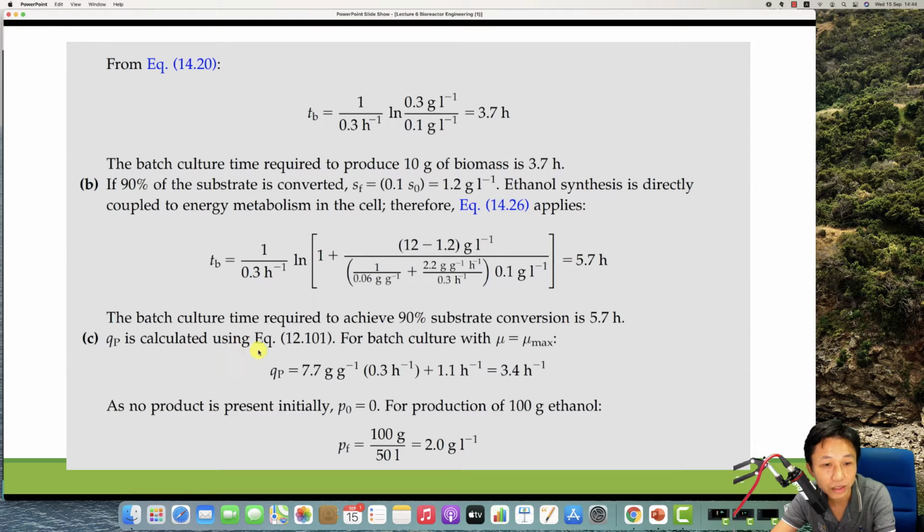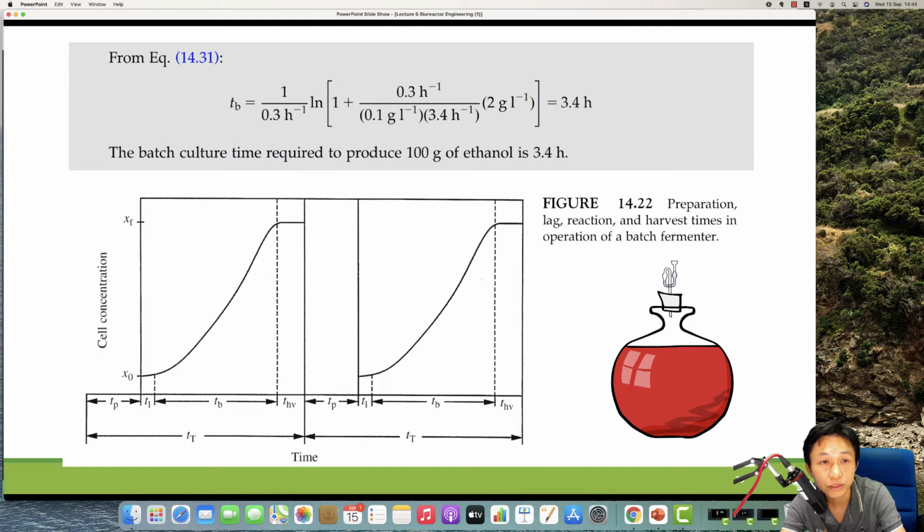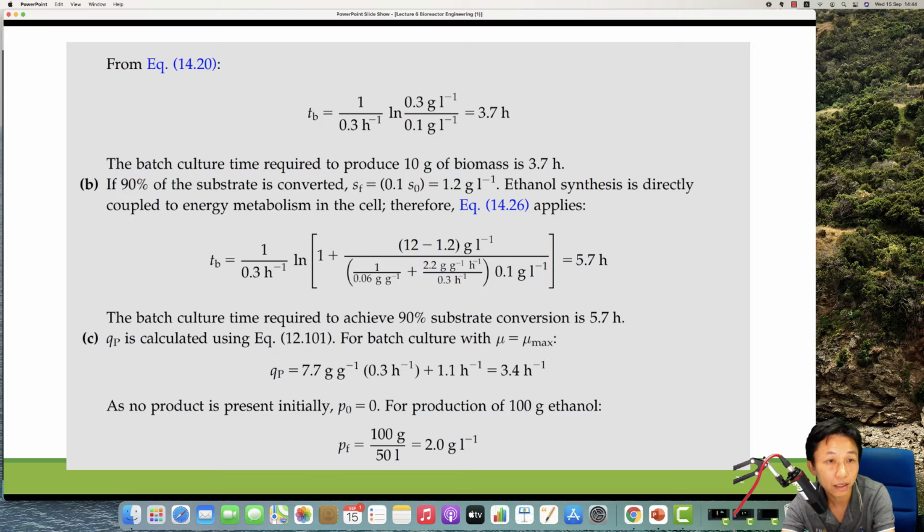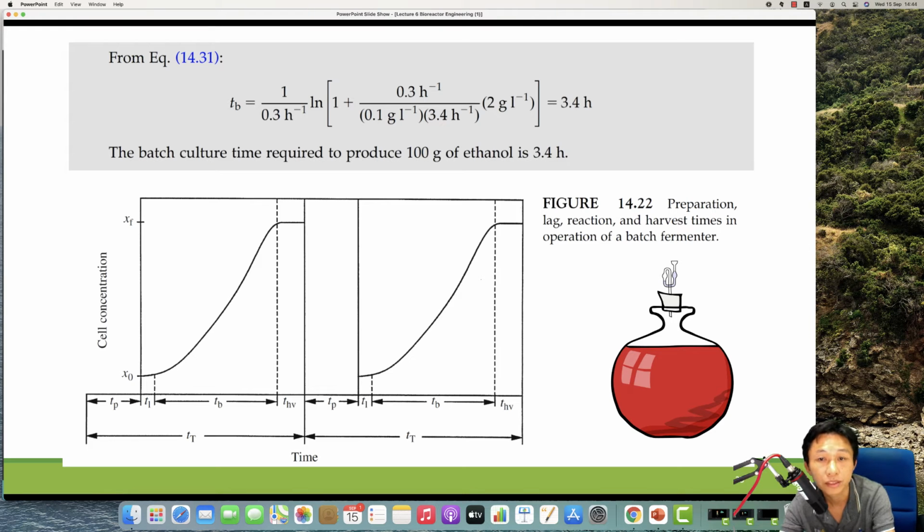And QP is 12 point something from this equation, and in batch culture we have mu equal to mu max. To produce 100 grams of ethanol, which is this one, we have no product at the beginning. And after that, we use this equation. The batch culture time is 3.4 hours.